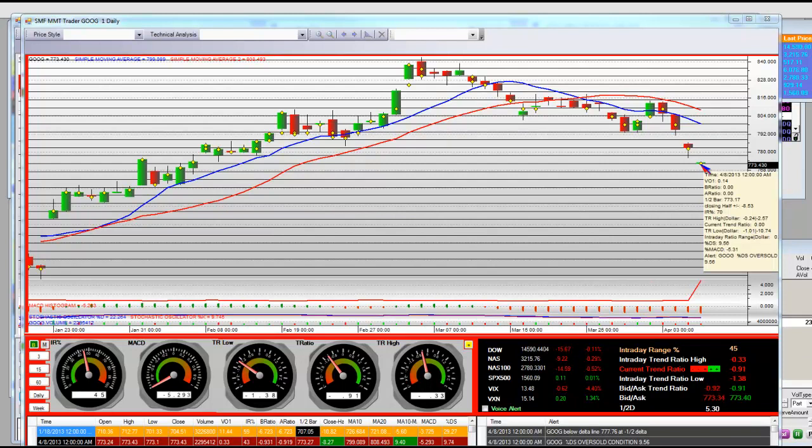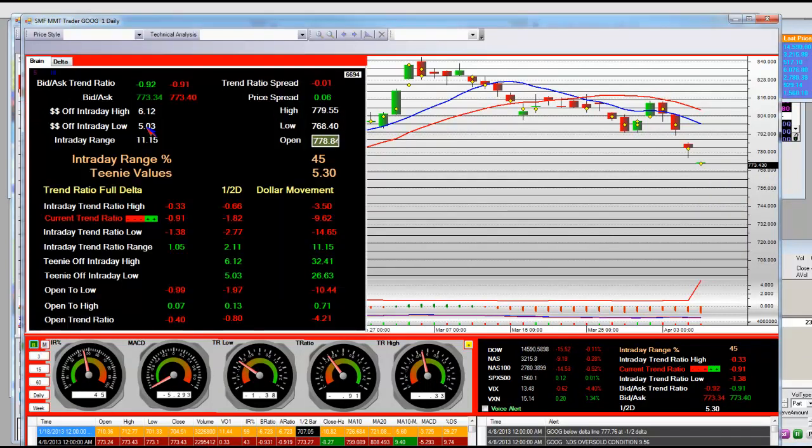We can clearly see that when we made the lows, and let's take a look at the ranges once again. We're only $6.14 off the intraday high on this daily chart, but the intraday range is another $11.15. What it really means for Google is that the lower we go in the pullback, the more technical damage will get done on this daily chart.